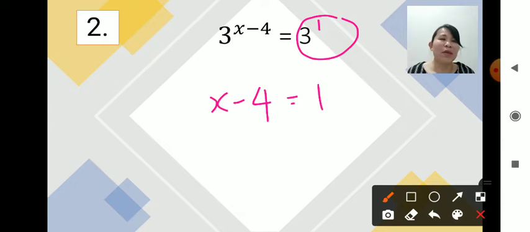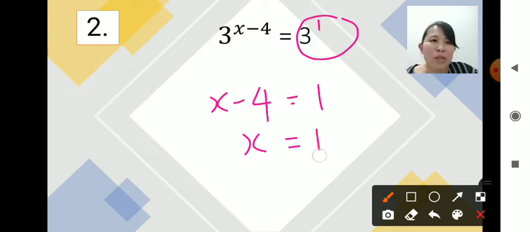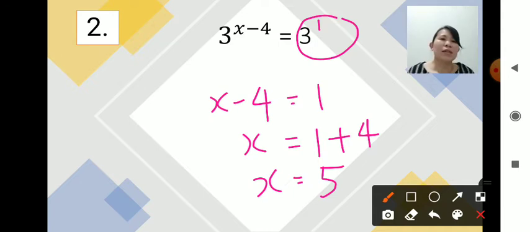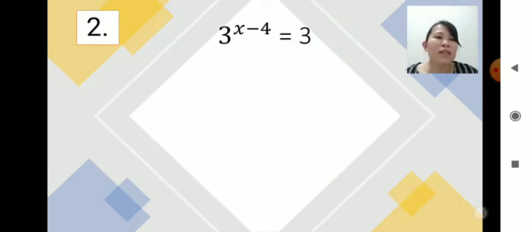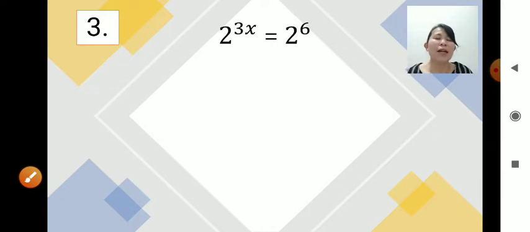So do you remember this is a linear equation? So we can just solve this linear equation to find the value of x. So this will be 1 minus 4 becomes plus 4. So x will be equal to 5. So this is still very easy. So we move on to the next question, number 3.